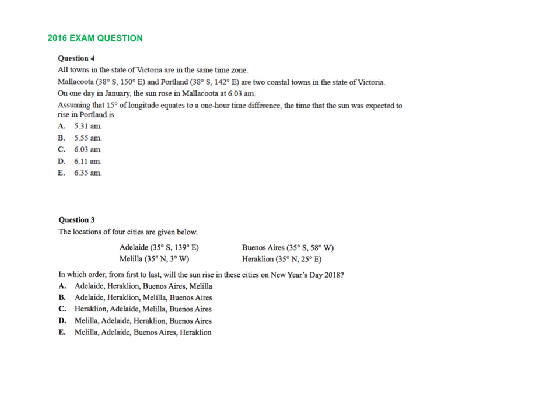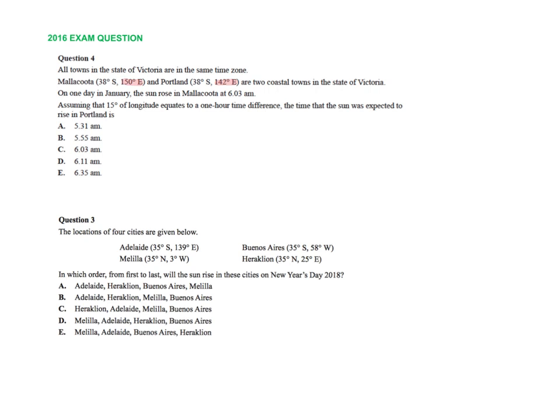So when it's 8 a.m. in Melbourne, it's still 8 a.m. in Lorne, but the sun would be different, how you get the sun. So that's what they're talking about. So they say Malakuta is 38 south and 150 east. And then we have Portland, it's still 38 south but 142 east. So they're two coastal towns in the state of Victoria.